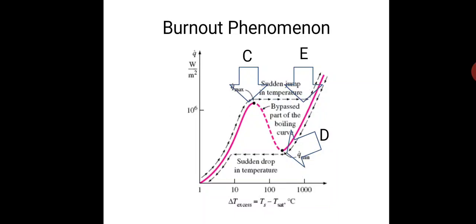That is, after C there is a sudden jump in temperature, you can see. So when the power applied to the heated surface exceeded the value at point C even slightly, the surface temperature increased suddenly to point E. You can see the point E there. When the power is reduced gradually starting from point E, the cooling curve follows this figure with a sudden drop in excess temperature when point D is reached. You can see it will come like this.